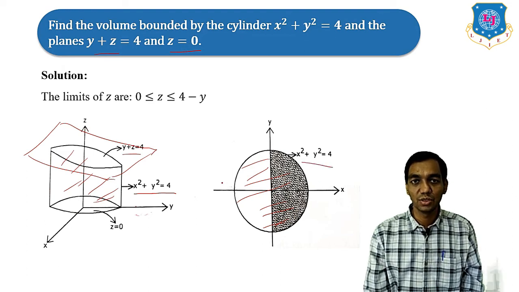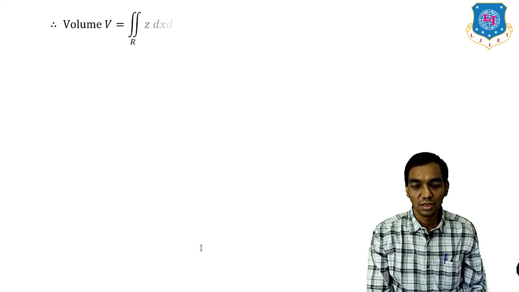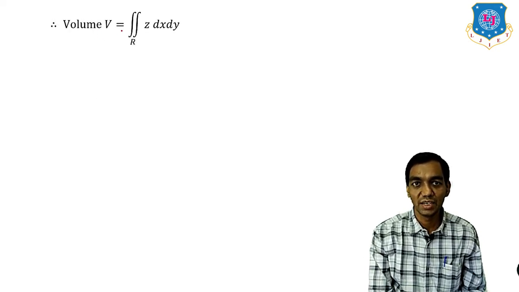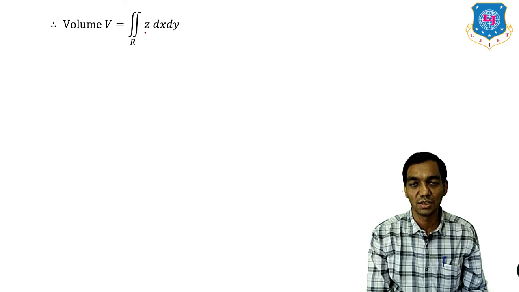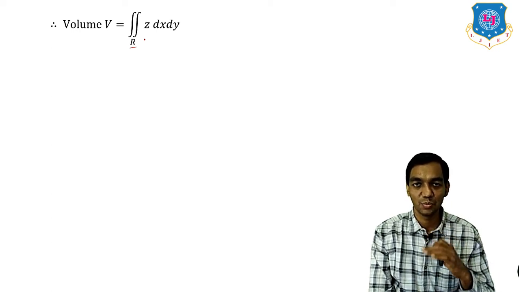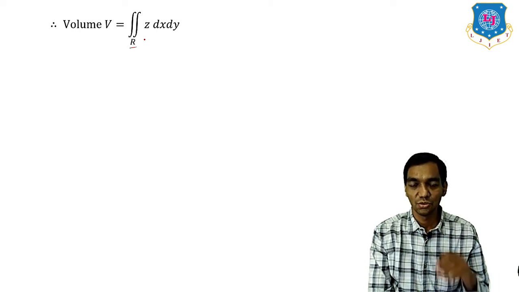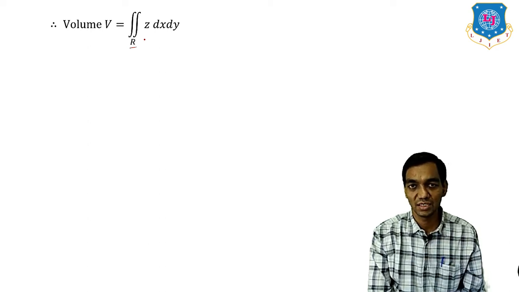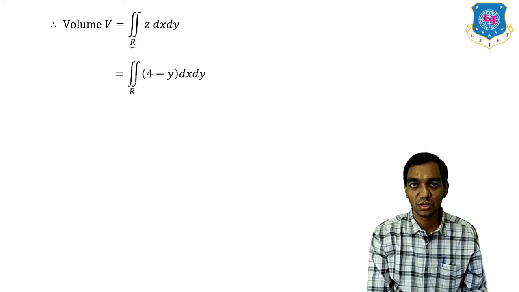So what we are going to do is, volume V is going to be a double integration over R of Z dx dy. Now you have two surfaces. In that case, you have to write Z1 minus Z2, that means upper surface minus lower surface. Your upper surface is Z is equal to 4 minus y and lower surface is Z is equal to 0. So 4 minus y minus 0. So your integration is going to be a double integration of 4 minus y dx dy.